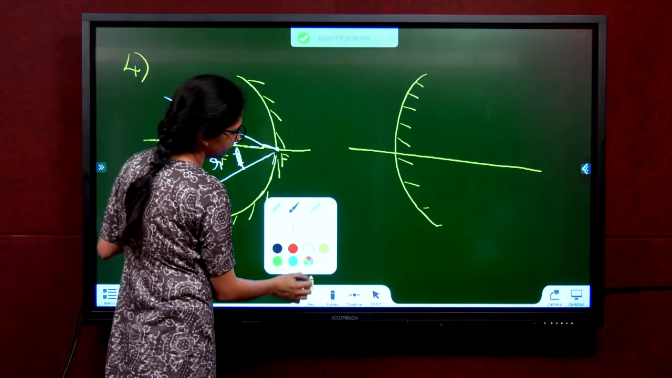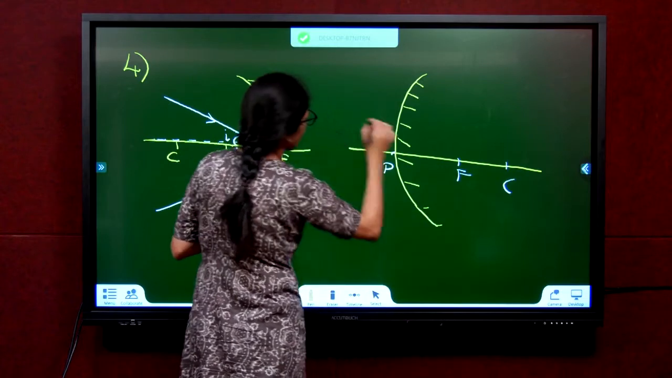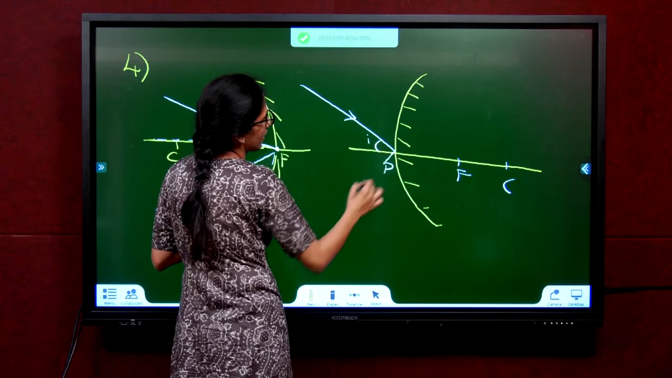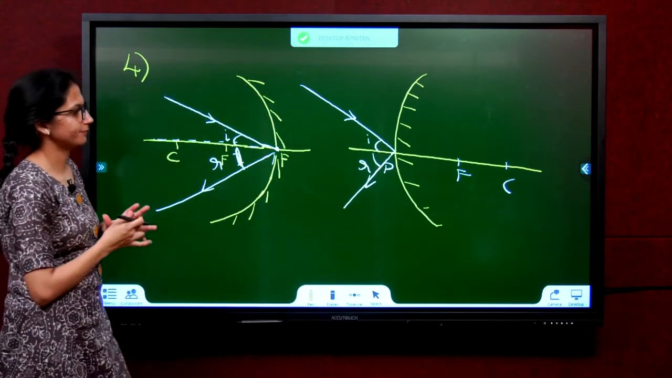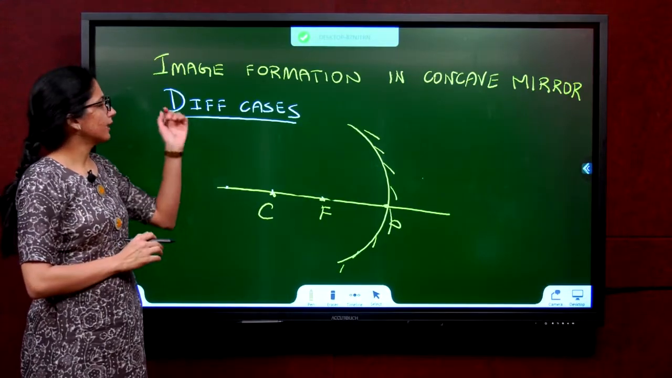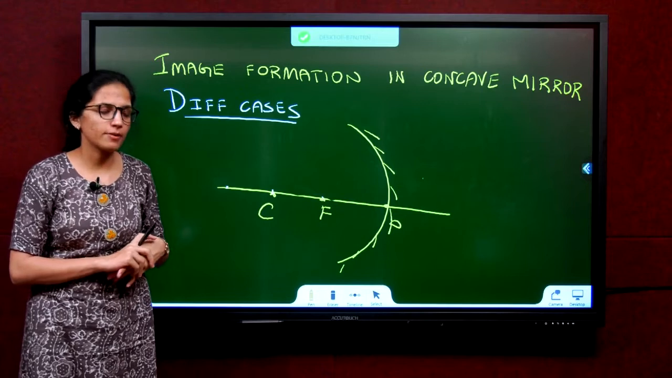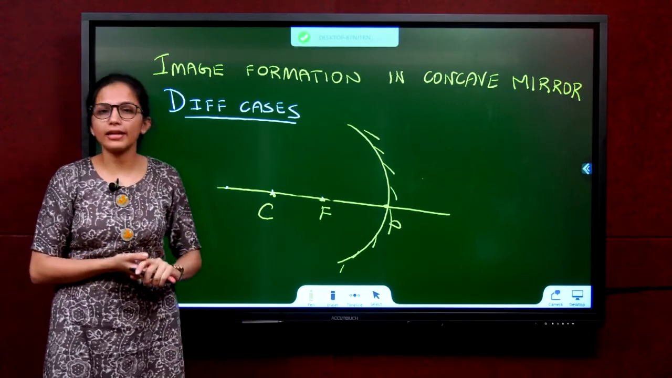Same thing over here. You have pole, focus and C. Let the ray be incident at the pole. So this becomes I. R is measured and it comes out. Is that fine? Yes. Let us now study image formation in concave mirrors. We learn how to draw images in concave mirrors. Such diagrams are called ray diagrams.